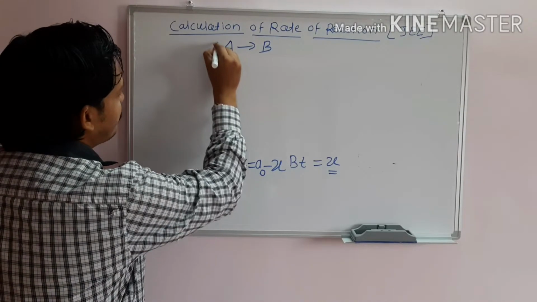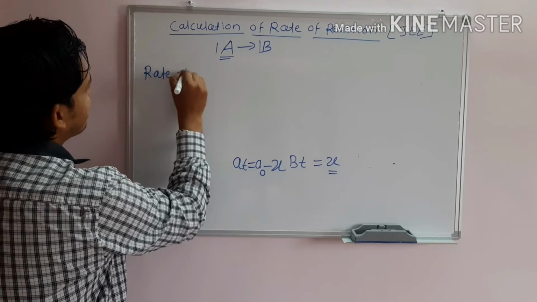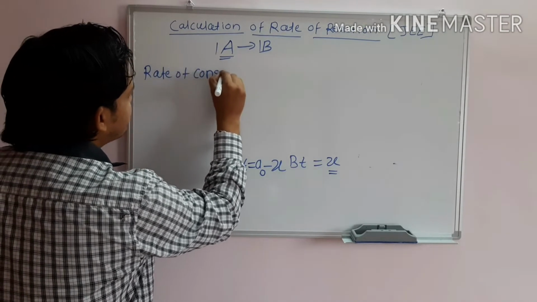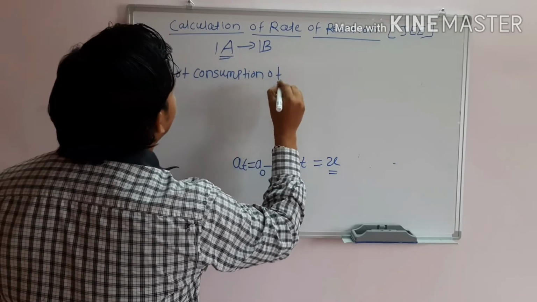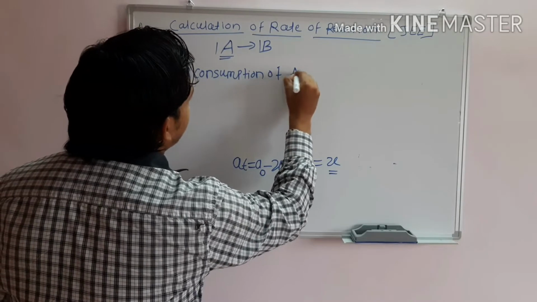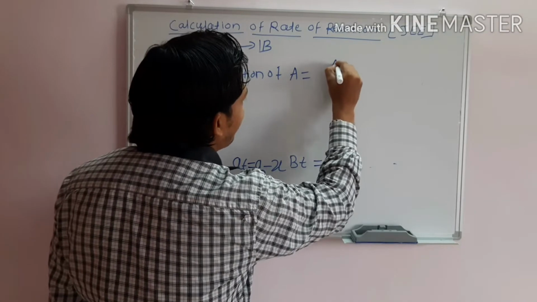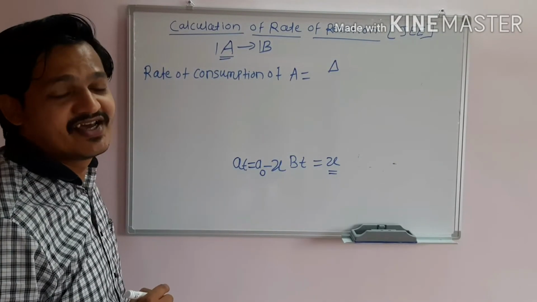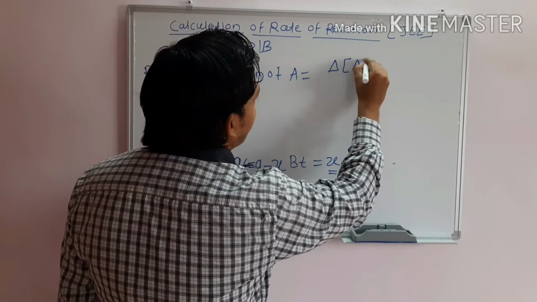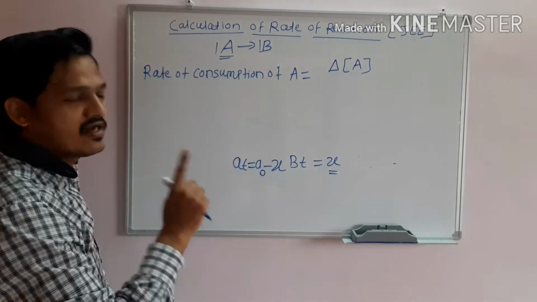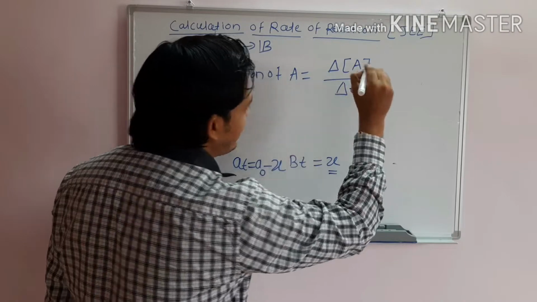Now reactant A 1, product B 1. So rate of consumption of reactant A is equal to, remember that triangle indicates the reaction is completed. In bracket A, molar concentration is always expressed in square bracket, divided by delta T.